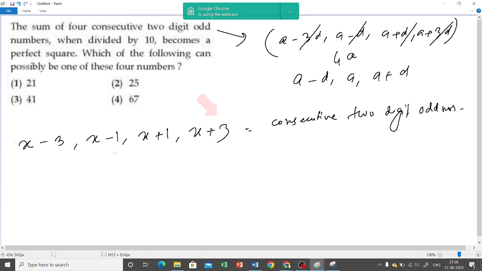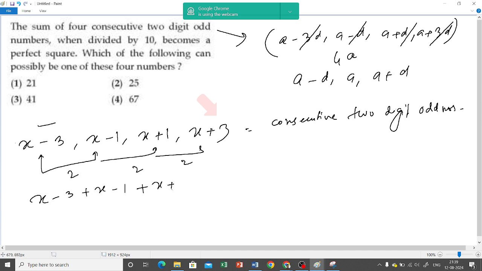x minus 3, x minus 1, x plus 1, x plus 3. You see, the common difference between each one of them is 2, right? And odd numbers differ by 2 only. 1, 3, 5, 7, 11, 13, they differ by 2. So this particular series of numbers is legitimate to take. Now if I add all of them, what will I get? We'll get 4x, right? All the 3's will get cancelled out and we'll get 4x.